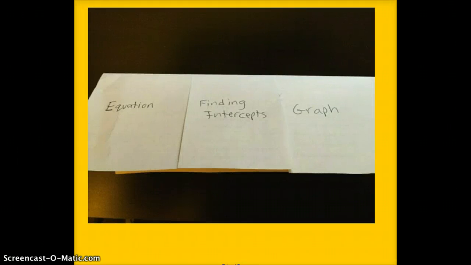Hi everyone, so today you're going to complete your notes on using intercepts. You have your whole sheet of paper, you're going to fold it in half like I did on the screen, and then you can cut the top tab so that you have three tabs, three different sections. The first one is equation, the next one is finding intercepts, and the third one is graph.